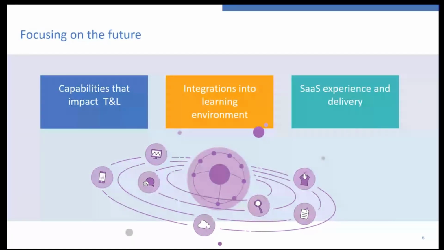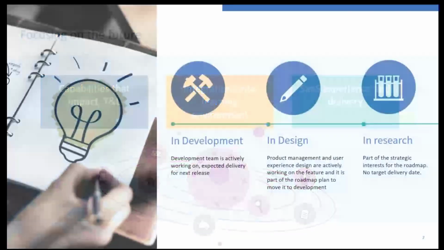This is our three main areas of innovation and focus for the product. We are building capabilities that directly impact the way that you engage into your teaching and learning strategies. For organizations, this is more related to training and development strategies. We are building and we keep supporting integrations and the notion of a learning environment and not just an LMS, and we keep improving our SaaS experience and delivery model. These are the three main areas of innovation that we follow.